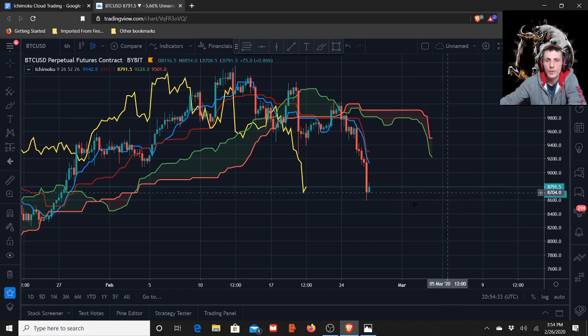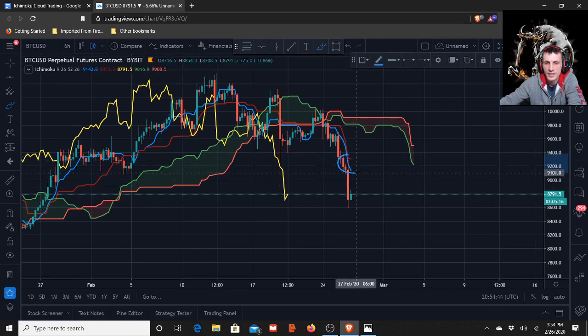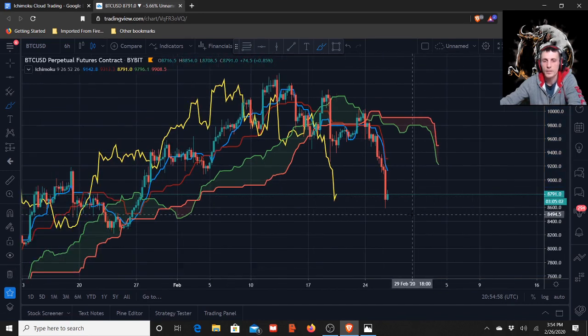Now if we cross, let's say that this thing keeps riding and it crosses again and it gives us a bullish cross, because we are below the cloud, I'm not taking that bullish cross as a long. That is a weak signal. Can't stress enough, it's all about the placement of the cloud, whether you're above or below the cloud.